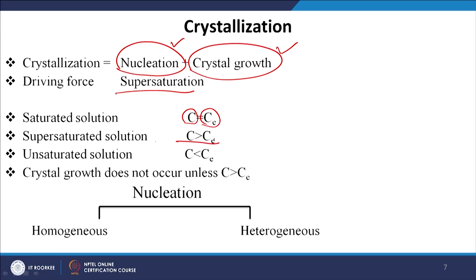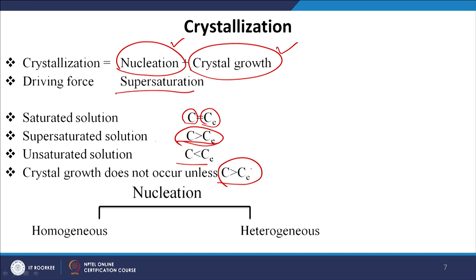Now, if the concentration C is equal to the critical concentration C*, then you have a saturated solution. When C is greater than C*, it is a supersaturated solution. When C is less than C*, it is an unsaturated solution. And crystal growth does not occur unless C is greater than C*. So, basically we need to have a supersaturated solution to get crystal growth.